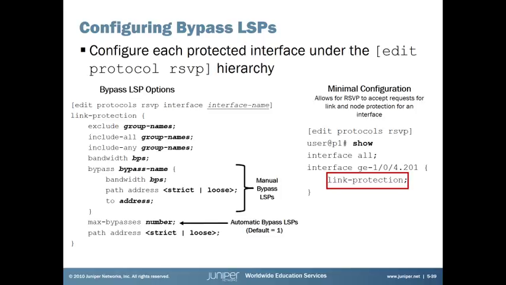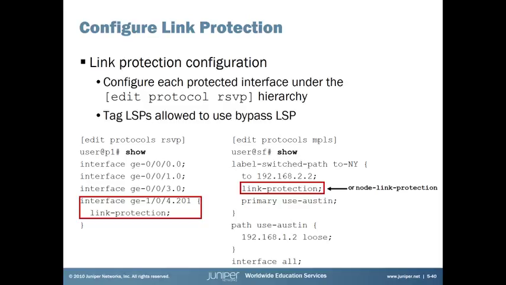The minimum configuration that you need is under RSVP. We'll just put the link-protection statement in there, and then the defaults will apply. Then we go over onto our MPLS. So we apply it to an interface under RSVP, and then over on MPLS you apply link protection, or node-link protection, which means it protects the node and the link, and you then apply it to the label switch path.